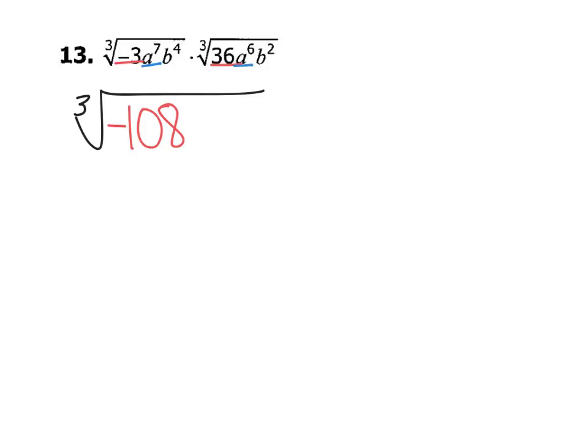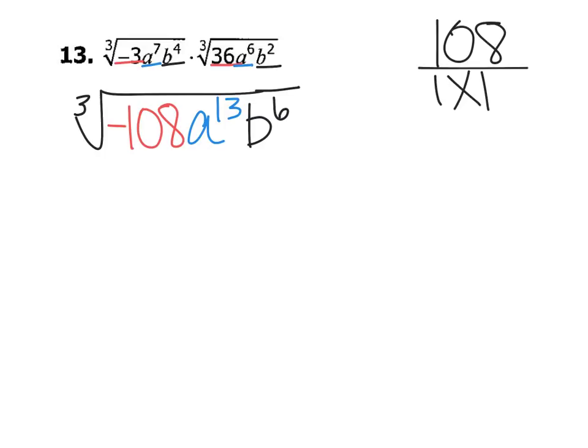A to the 7th, A to the 6th gives us A to the 13th. We add the exponents together. B to the 4th, B squared gives us B to the 6th. Add the exponents together. Then we want to simplify this as much as we can, so we want to look for factors of 108 that are perfect cubes. So 108, 1 times 108, not a perfect cube.